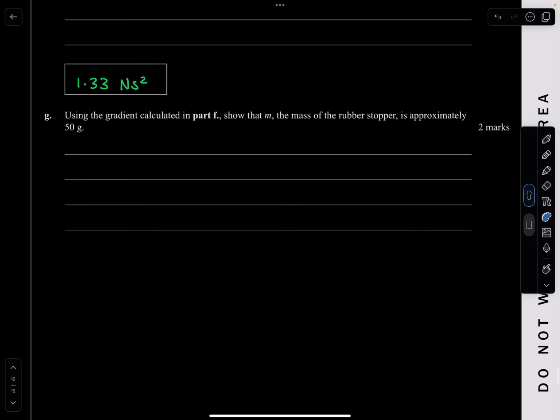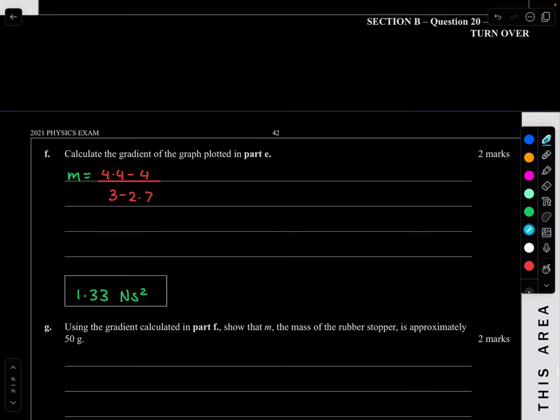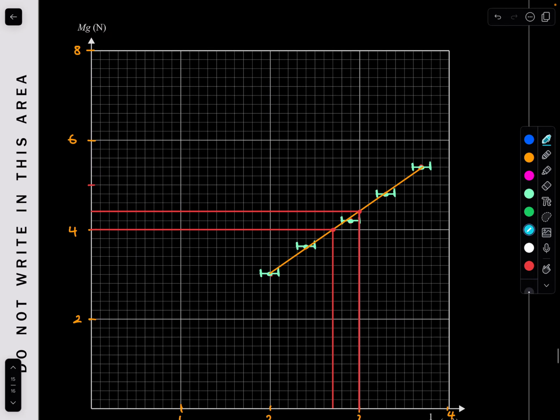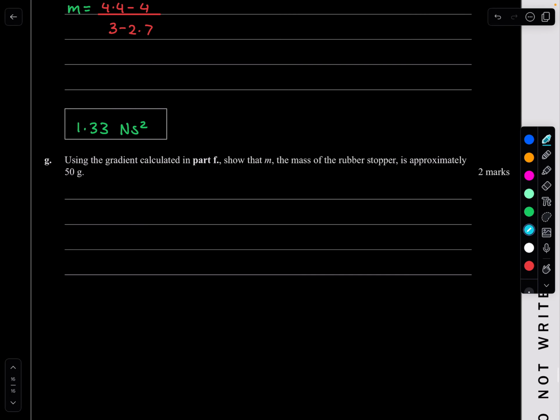All right, next question. Using the gradient calculated in part F, show that the mass m of the rubber stopper is approximately 50 grams. Let's do that. Beautiful. So we said the gradient was what? It was mg over 1 over t squared, which is basically the same as mg t squared. And that's the gradient we calculated.